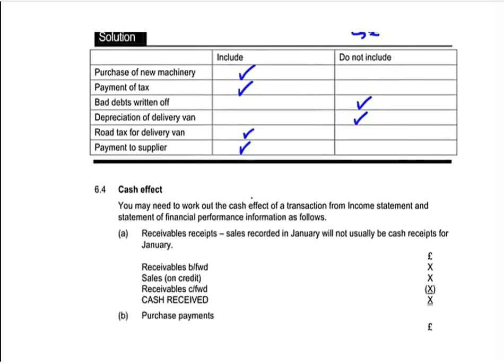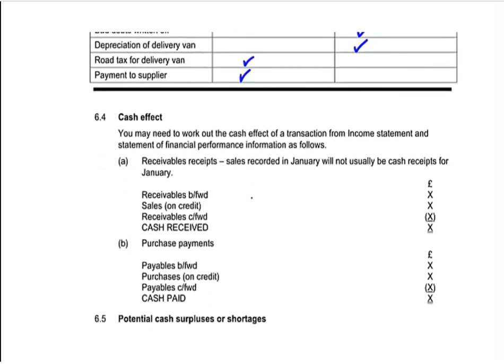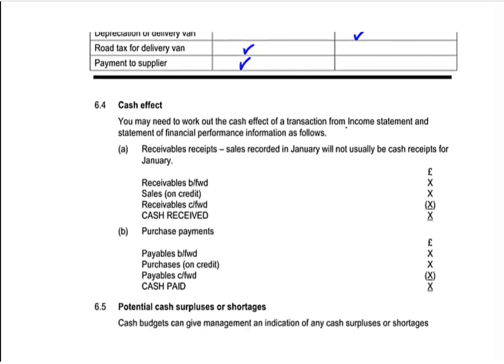In addition to deciding whether or not things are included, we might need to calculate the cash effect. So take the number from the income statement and adjust it for the figure to go into the cash budget.